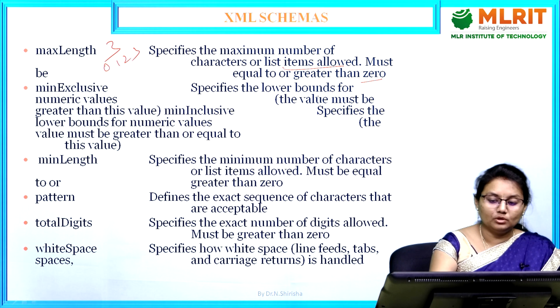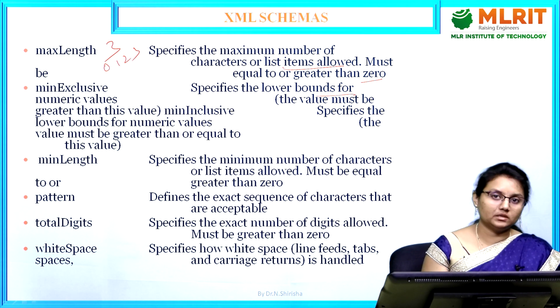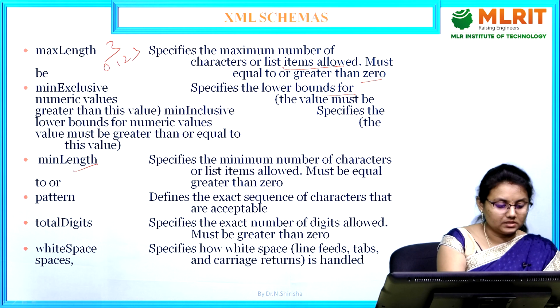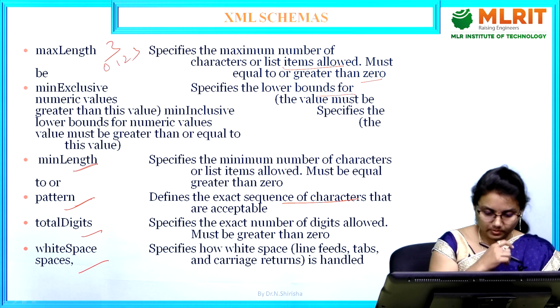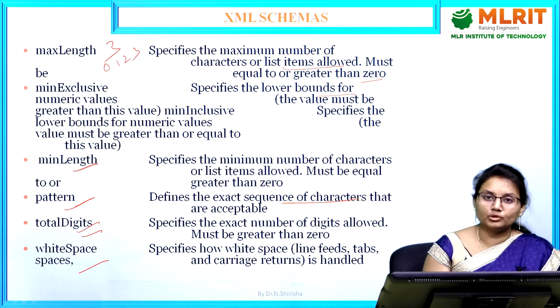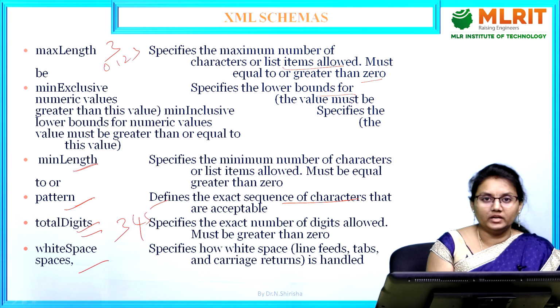Min inclusive specifies the lower bound. Minimum means lower bound, maximum means upper bound, exclusive or inclusive based upon the requirement we write. Min length, similarly to max length, we have min length also. Pattern, total digits, white spaces. Patterns, we have seen a number of examples, a sequence of characters that are acceptable. Total digits, the exact number of digits that are allowed.